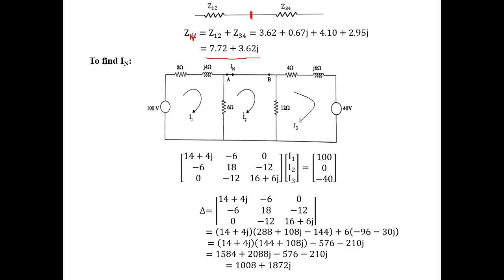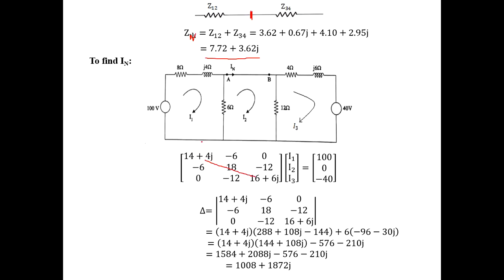Using the mesh method, we can find this I2 current. To calculate the I2 current, use the mesh method. For that, first mark the loops of the circuit in the clockwise direction. This is I1, this is I2, this is I3. It has 3 loops. We have to create the 3 cross 3 matrix. First, we have to fill the diagonal elements.